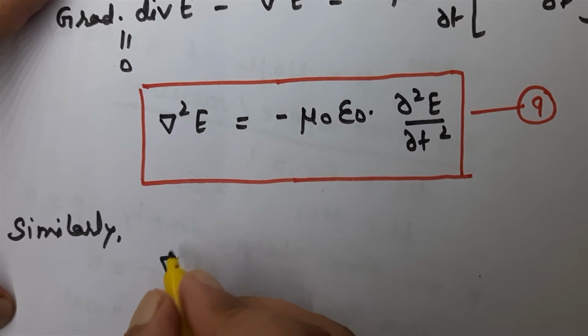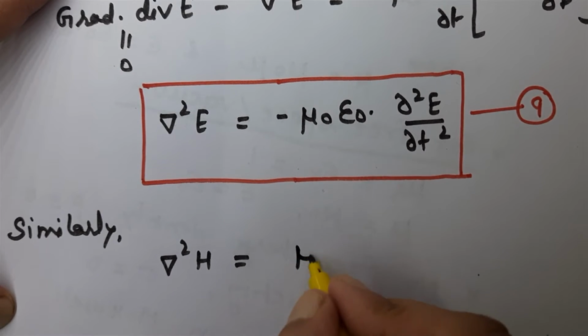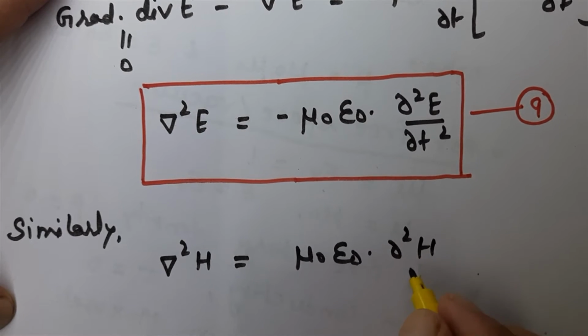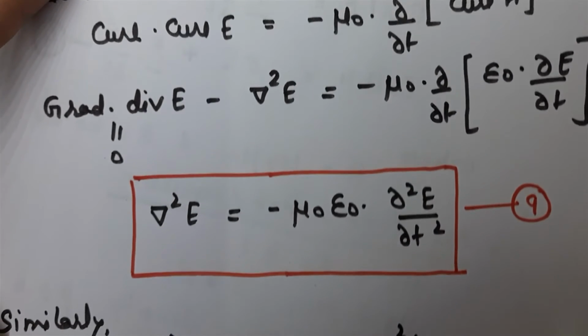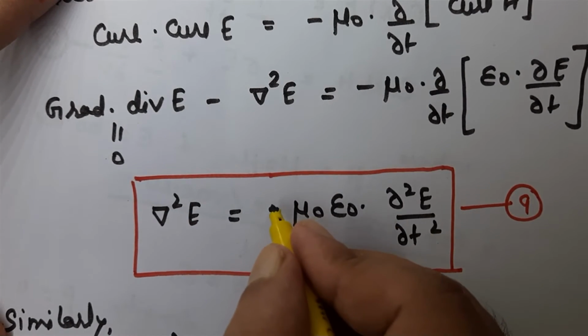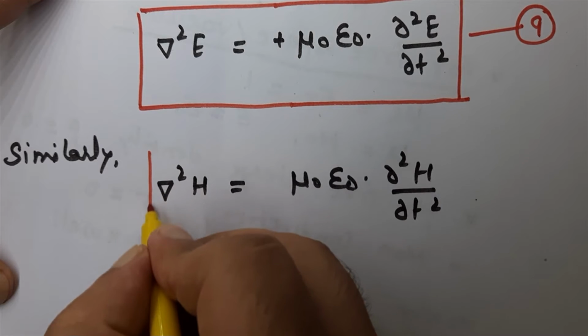I will simply write del square H is equal to mu 0 epsilon 0 del square H divided by del t square. The negative sign in equation 8 is not there as it is cancelled on both the terms. So this is plus. Similarly, this is our equation number 10.